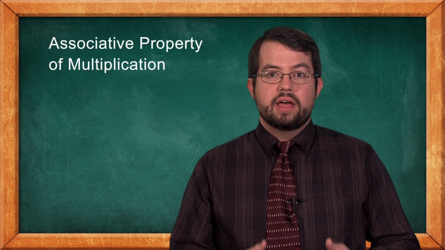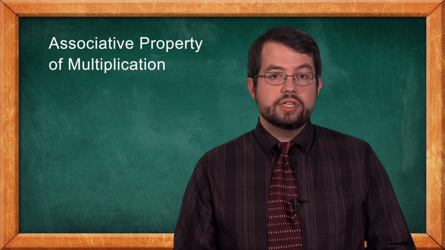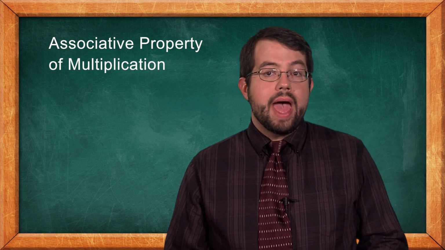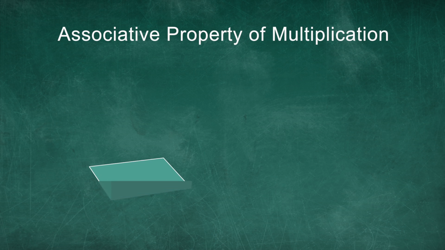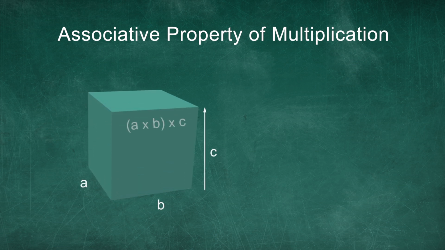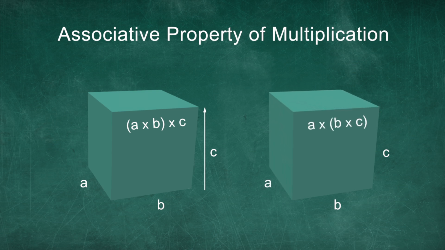The second major property of multiplication is that it is associative. When more than two factors are present, it doesn't matter how they're grouped. If we take the product A times B and then multiply by C, the result is the same as when we multiply A by the product of B and C. We see this property, for example, when we look at volumes of boxes. The volume is the same whether we multiply length times width first, then multiply by the height, or multiply width times height first, and then multiply by the length.